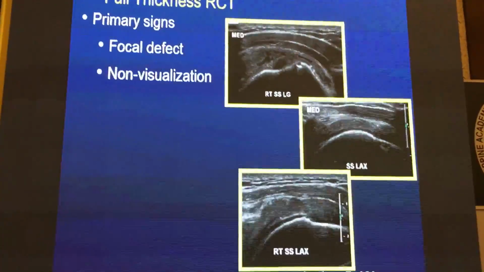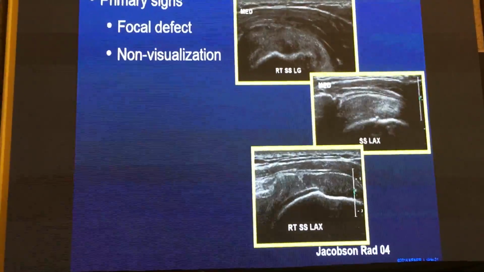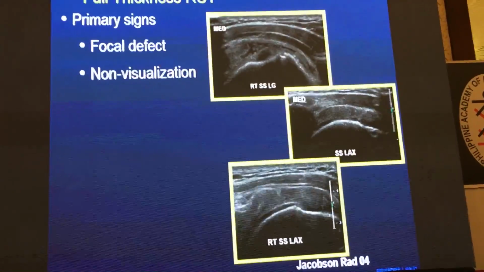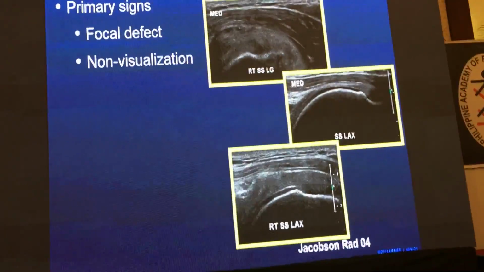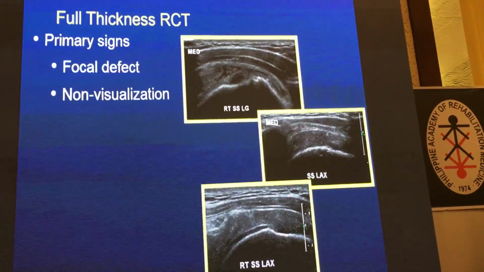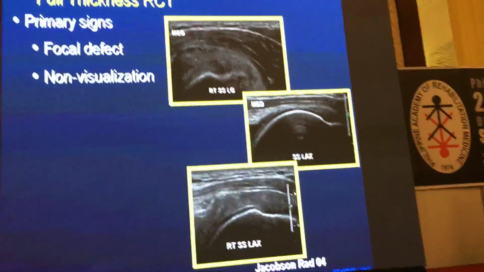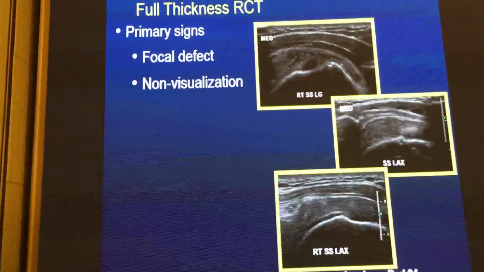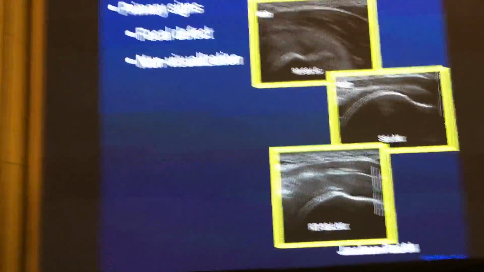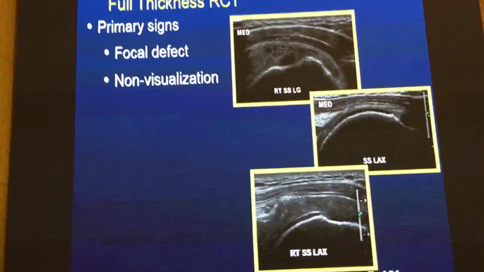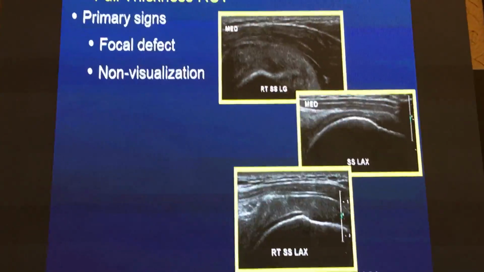Full thickness rotator cuff tears, the primary sign is that you have no fibers crossing that area, and it goes from the bursal surface all the way through to the articular surface. So it's a complete tear from the top to the bottom. But these can be focal, meaning they are a complete tear in one area, but they don't extend across the tendon in the anterior-posterior dimensions. So I'll talk about that a little bit in a second. So they can be a focal defect or a complete tear.